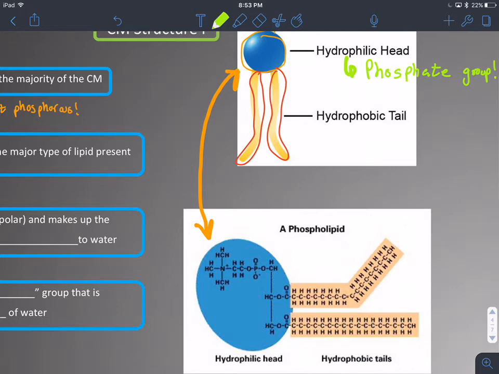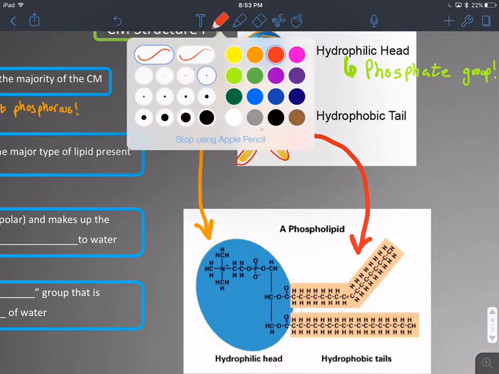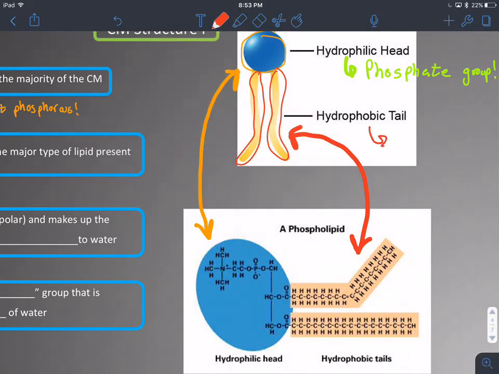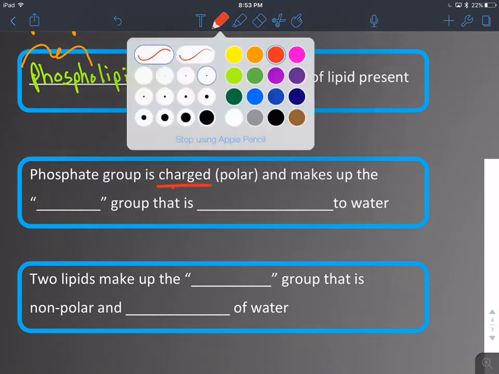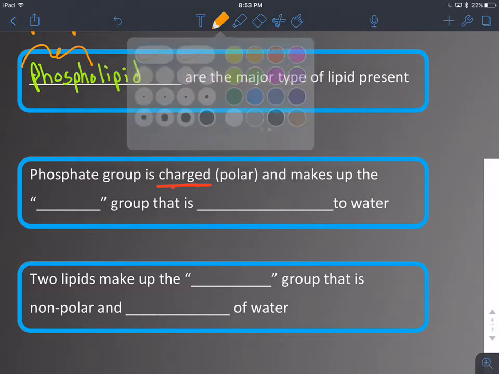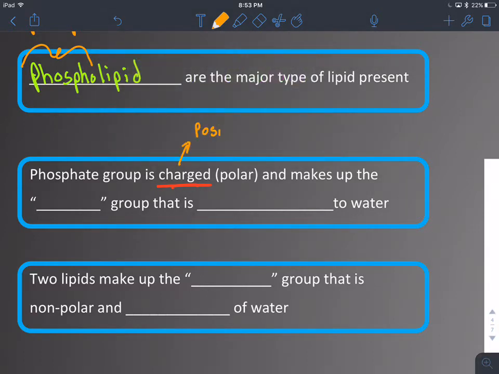Whereas this part here, our hydrophobic tail, is actually the lipid part. So it's this phosphate group, as I just said, that's charged. It's positively charged. And anything with a charge is considered to be polar.